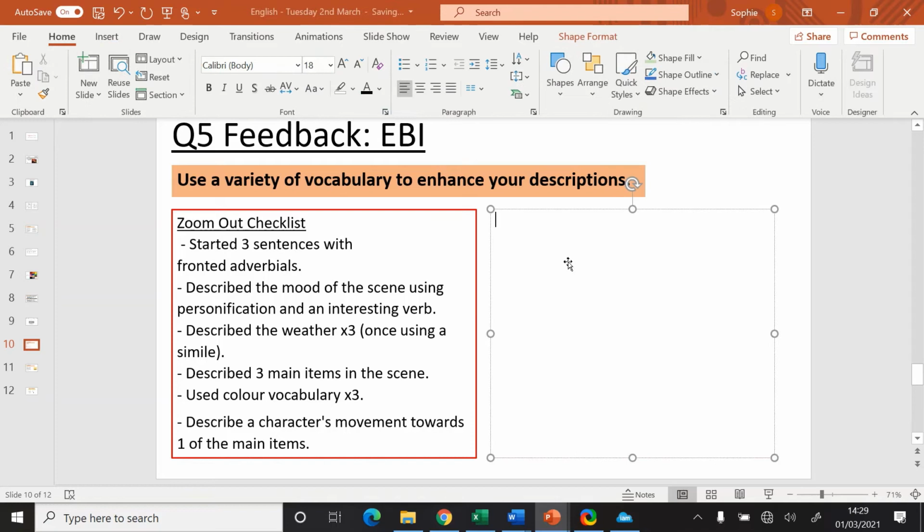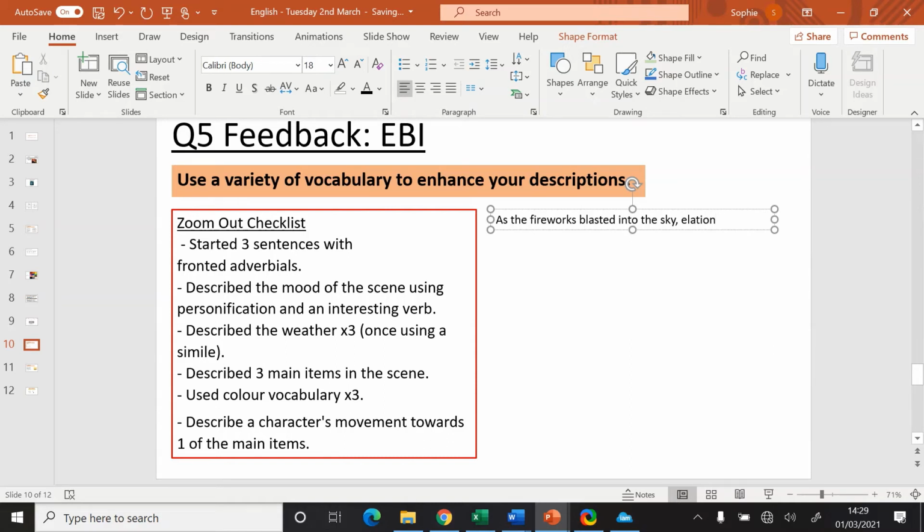All right, so my first step is to describe the mood of the scene using personification and an interesting verb. Remember, personification is giving a non-human thing a human quality. So I imagine that everyone's pretty excited that there's fireworks blasting through the sky. I can imagine everyone's pretty excited to celebrate New Year's. So I'm going to write, as the fireworks blasted into the sky, I'm going to write elation.